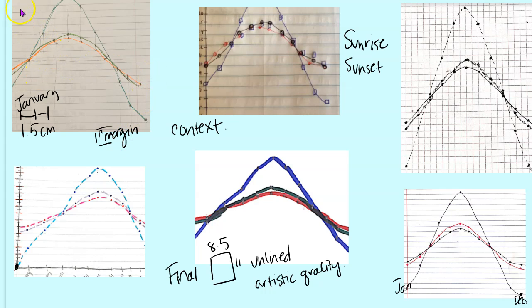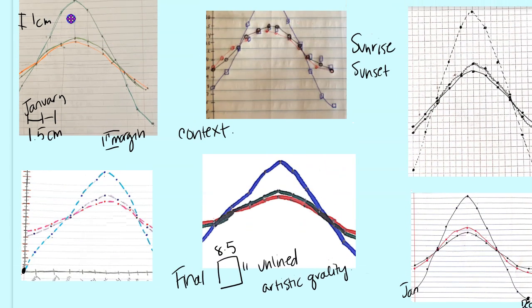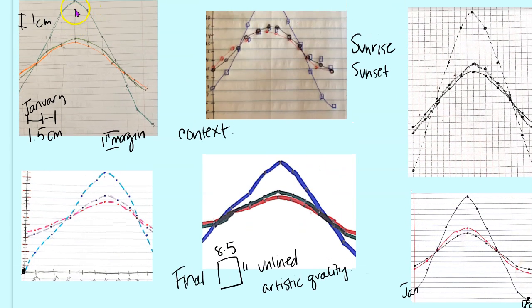And then we decided that going vertically, we were going to do 1 centimeter because Alaska had such, oops, I just moved the whole graph. Alaska had such high daylight hours that we needed 1 centimeter to go all the way up to the amount of daylight hours that Alaska had. So your final version might look more like this, where you have unlined paper.